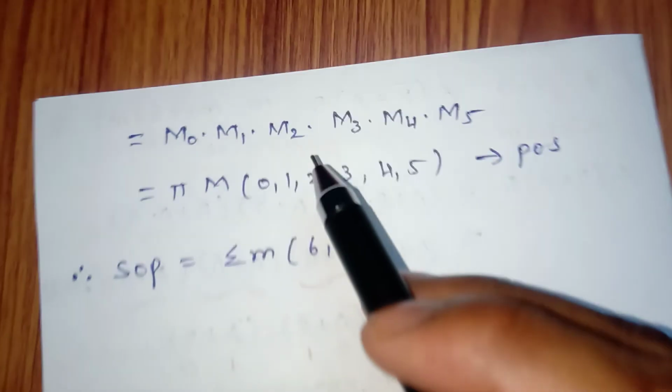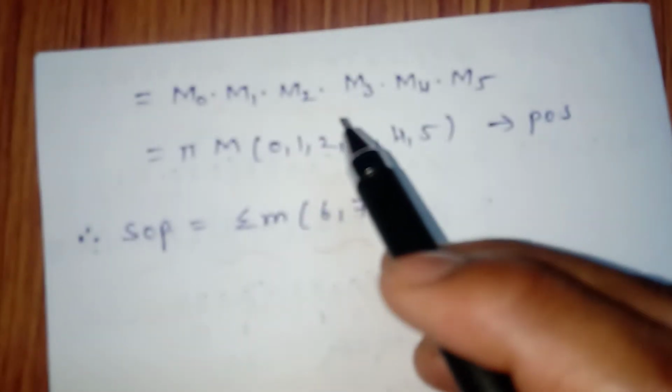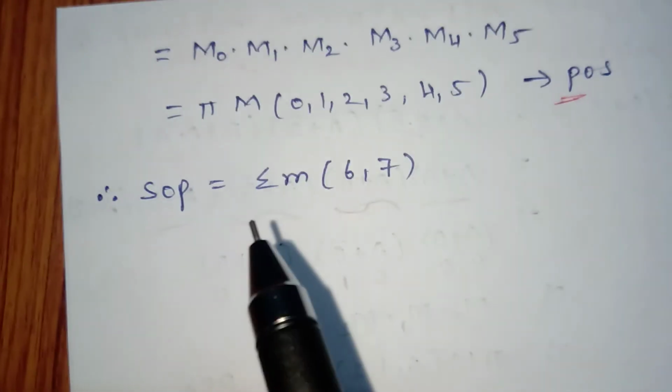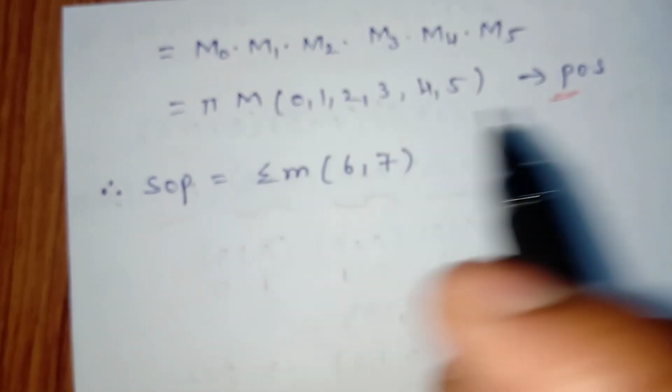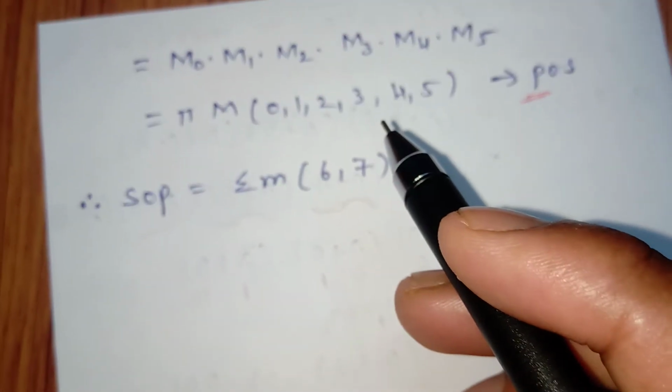Now if you observe this binary equivalent, write down in terms of capital letter M notation, then it becomes M0, M1, M2, M3, M4, M5. If you take M as a common term, it becomes 0, 1, 2, 3, 4, 5. These are the product of sums. The missing terms in POS is nothing but sum of products. What are the missing terms? Since it is 3 variable, 6, 7 are the missing terms.